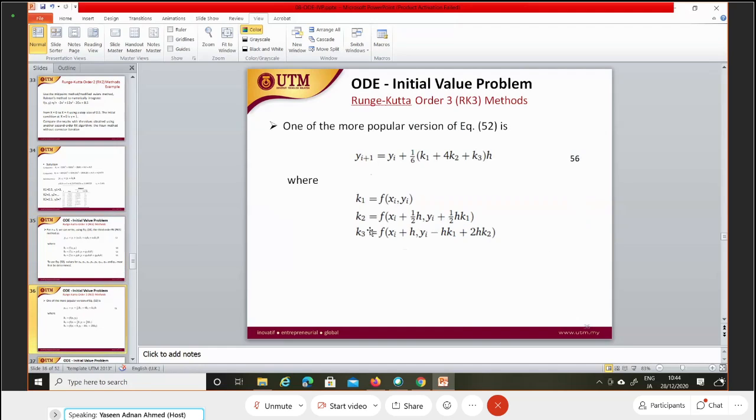Okay, so this is the main equation. The new value will be the old value plus 1 over 6, K1 plus 4 K2 plus K3, multiplied by h. How do we calculate K1, K2, K3? Remember that when we calculate K2, we use K1 here. And when we calculate K3, we use K2 here, and K1 also here.